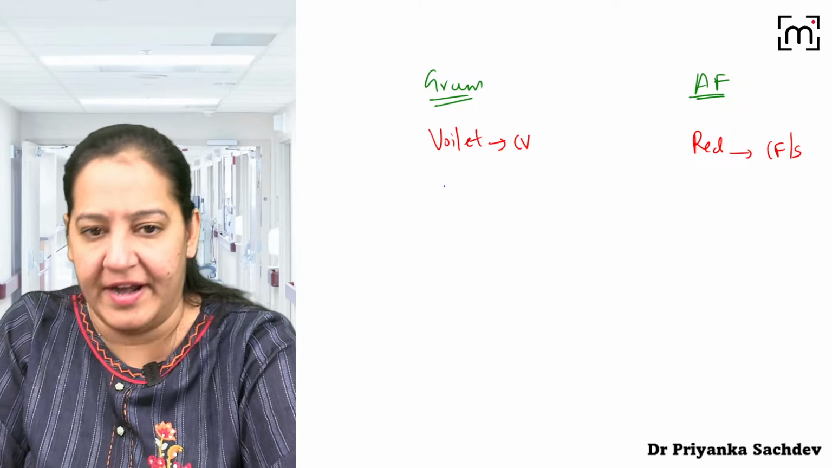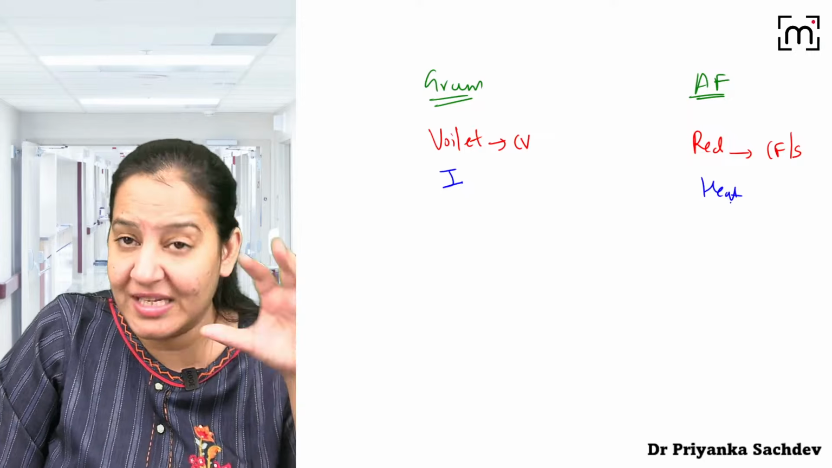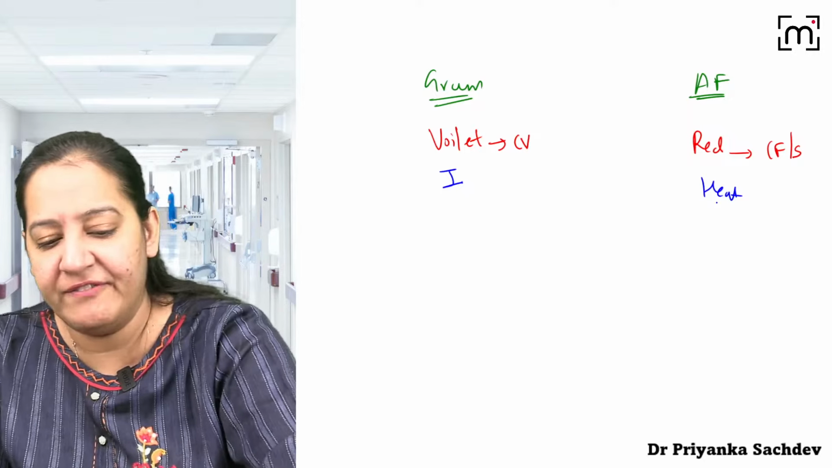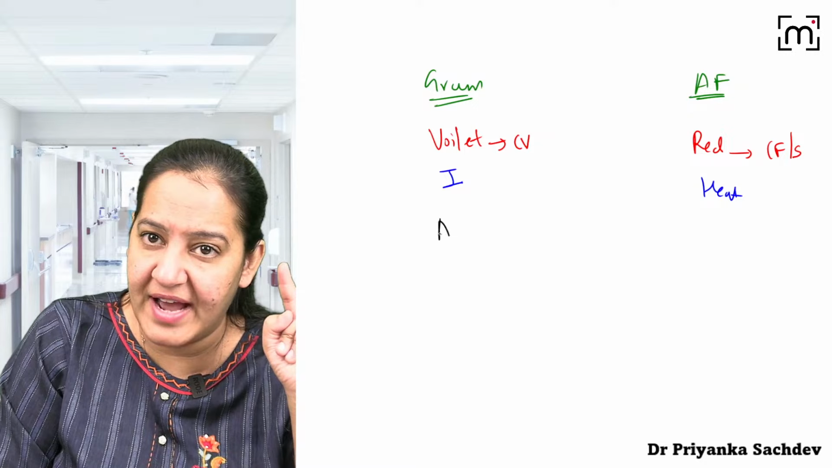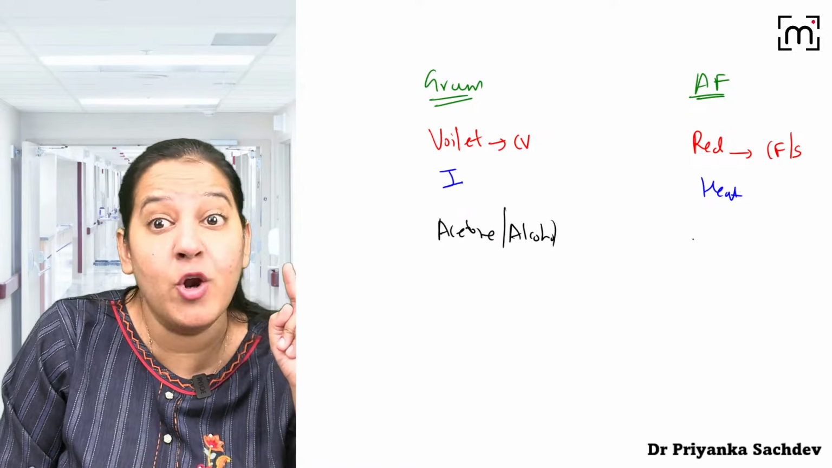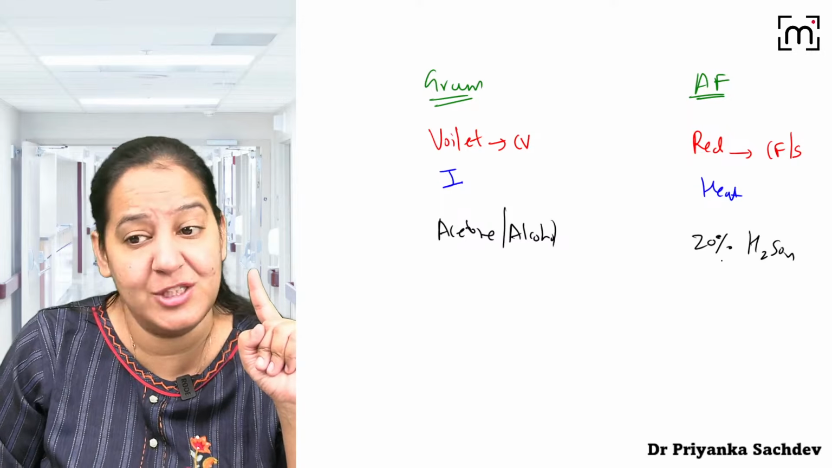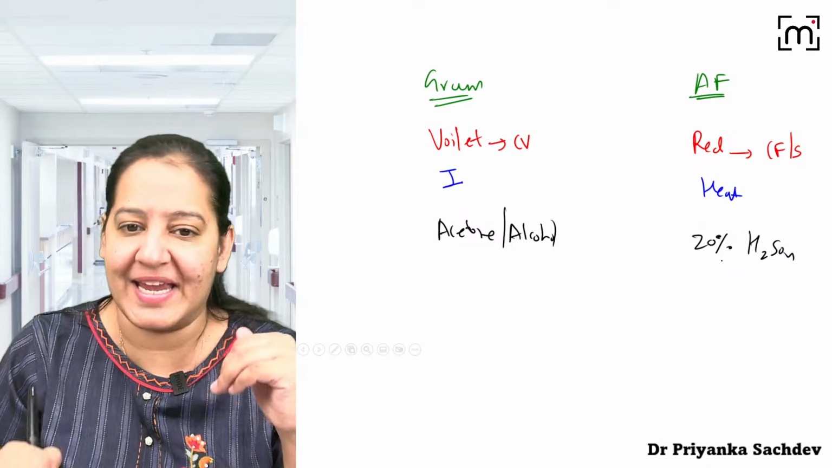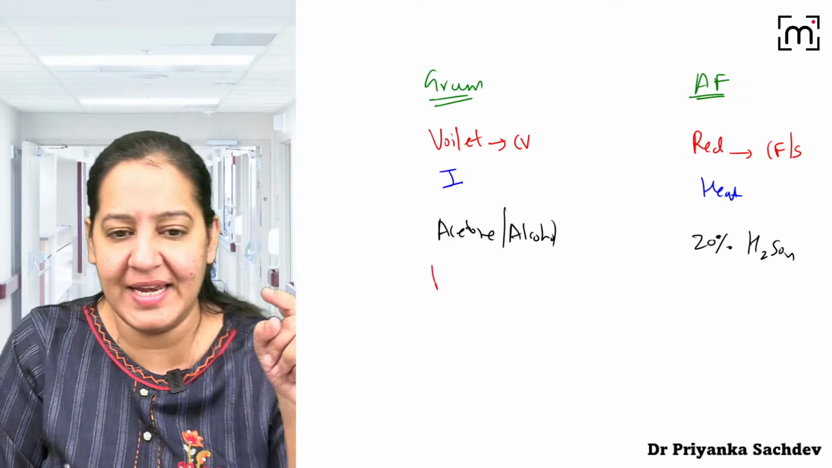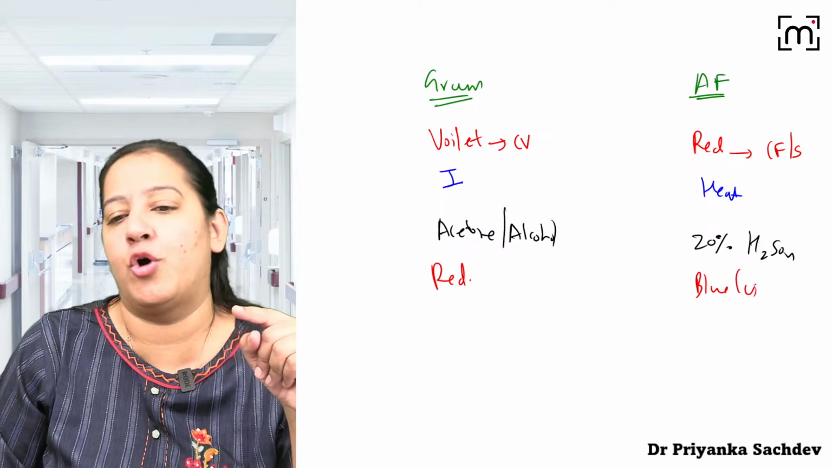After that there is the mordant. Here the mordant is iodine; here the mordant is heat. That is fixing the primary stain. Then after that we have the decolorizer. Here the decolorizer is acetone or alcohol, ethanol, and here the decolorizer is an acid, 20% sulfuric acid. It's a very important MCQ. Coming to the secondary stain: here the secondary stain is red, and here the secondary stain is blue or violet.